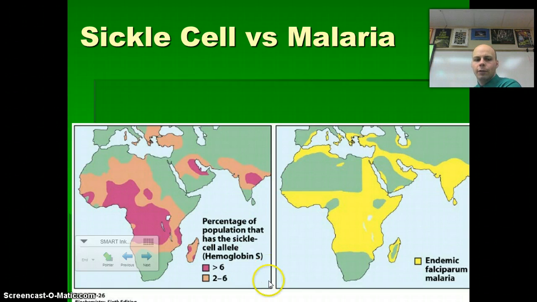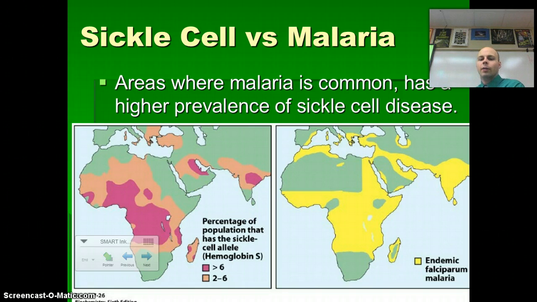And so if we look at the figures here, on the left-hand side, it's a percentage of populations in Africa that have sickle cell disease or sickle cell disorder. And so you can see higher than 6% of the population is throughout the very same area that has a higher prevalence of malaria. And so you can see also 2 to 6% is the lighter pink color, and still kind of overlapping some of that area where malaria is more common. And so there's a direct tie between those two diseases in how the likelihood of that getting passed on.